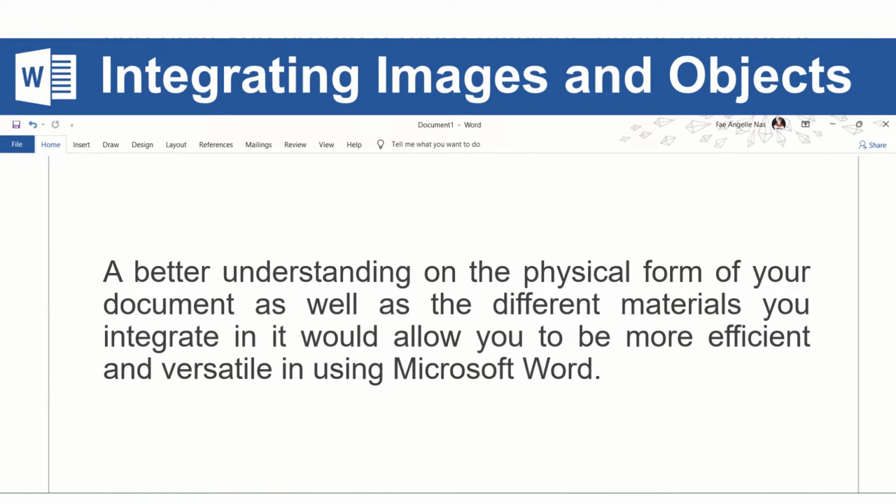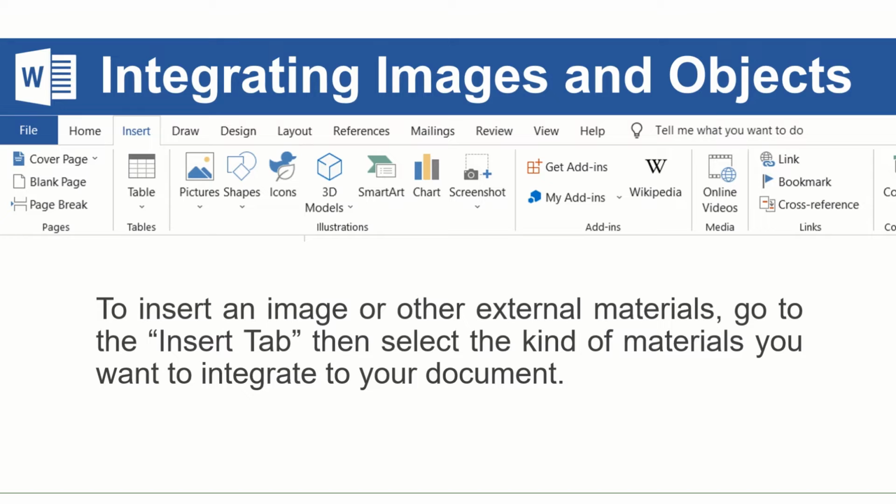A better understanding of the physical form of your document, as well as the different materials you integrate in it, would allow you to be more efficient and versatile in using Microsoft Office Word. To insert an image or other external materials, you can go to the Insert tab, then select the kind of materials you want to integrate. This will especially be useful in your research study, where you need to integrate some images, charts, or shapes into your document.